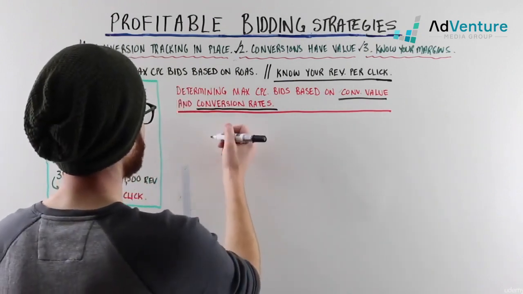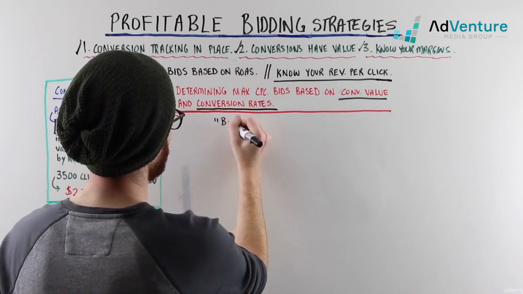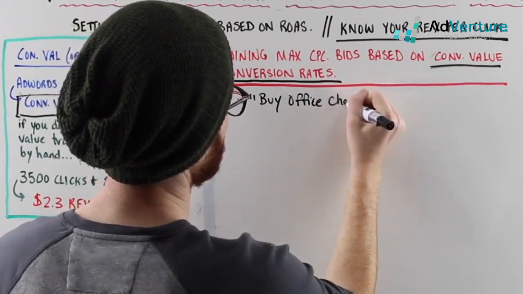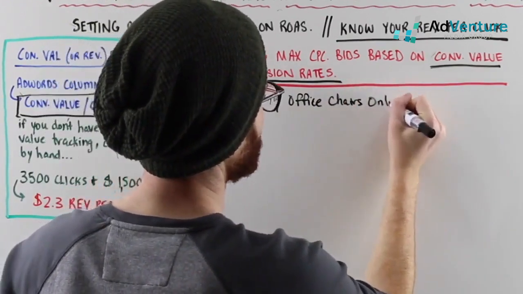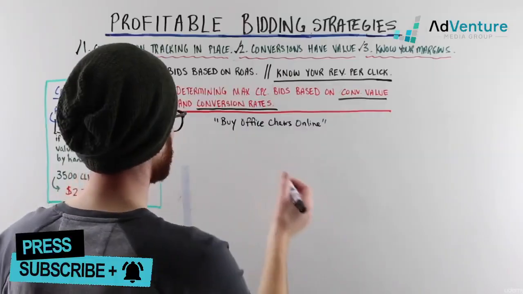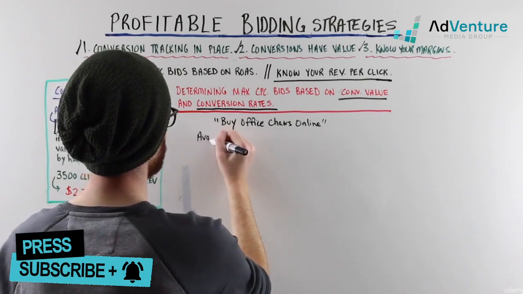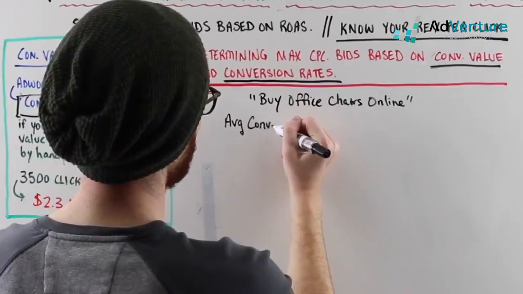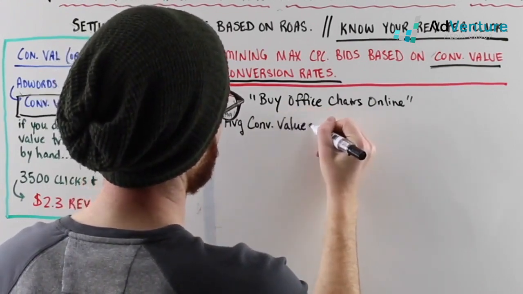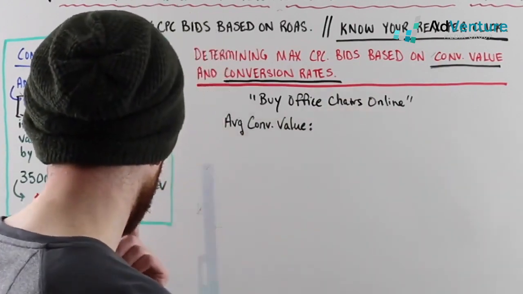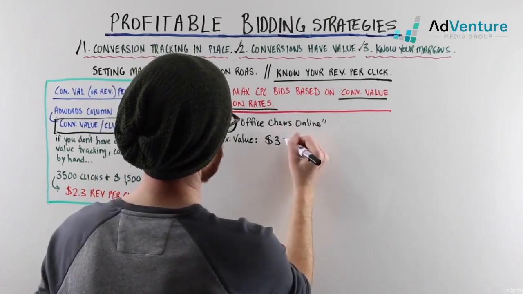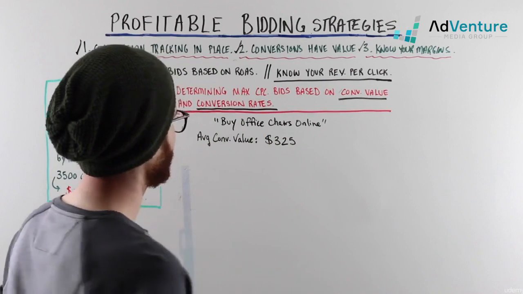So for example, let's take our keyword. Once again, we'll use the same one from last time, buy office chairs online, okay? So let's say this is our keyword. And let's just come up with an average conversion value, and this is something which you will see in your account under the conversion value columns. Average conversion value of, let's see, $325, okay? Let's say our conversion value is $325 on average.